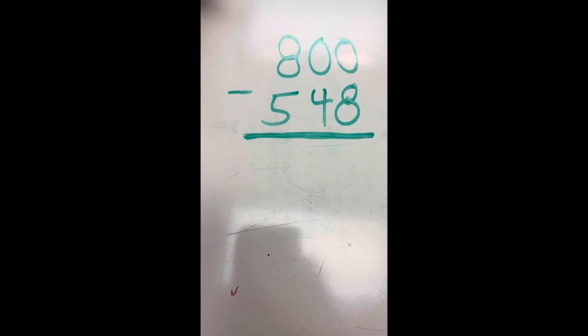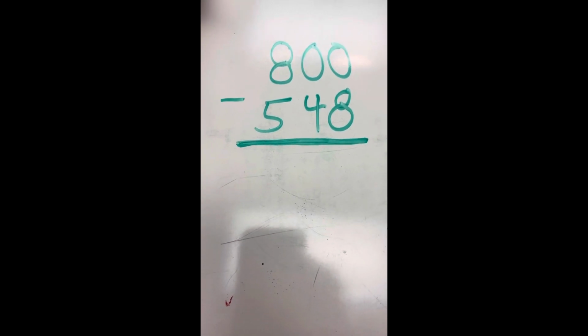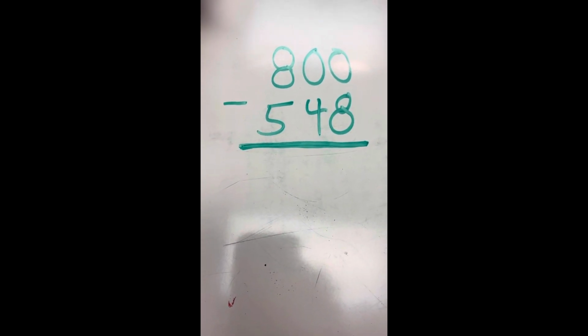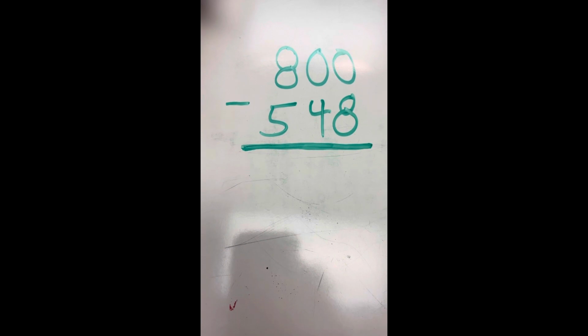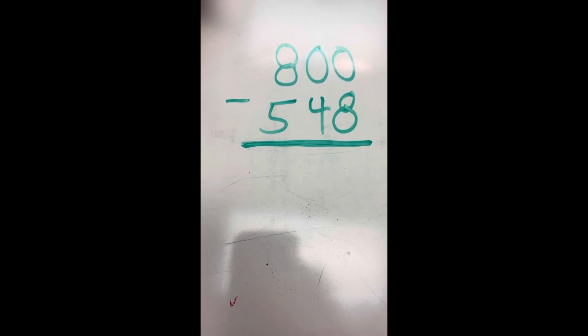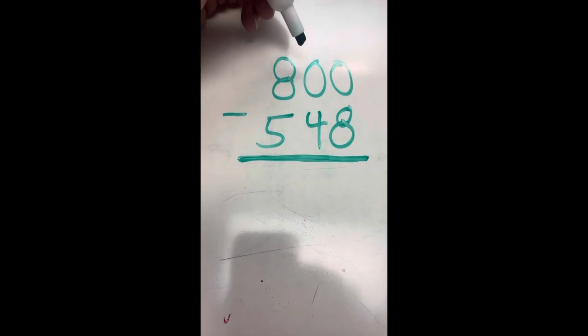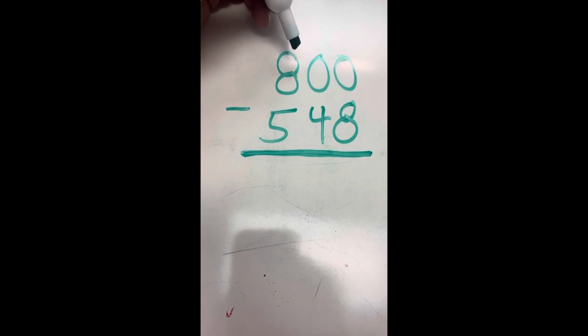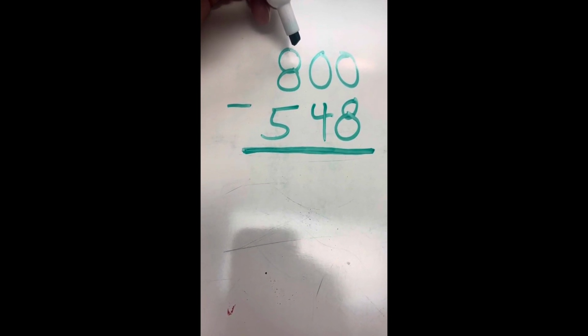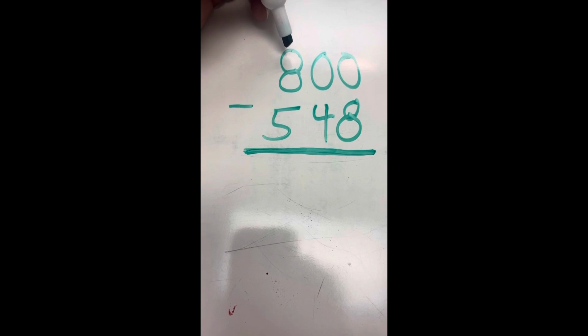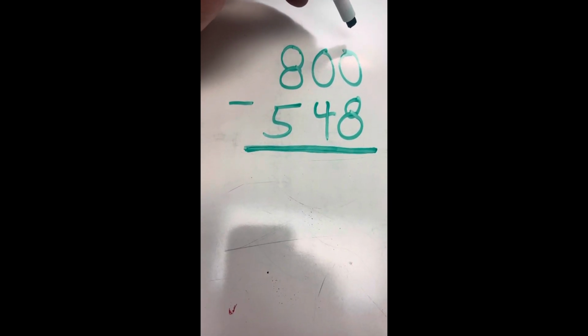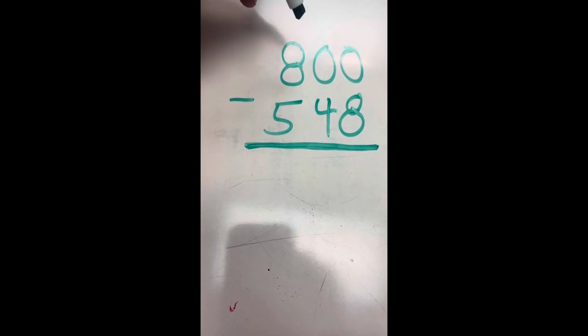Ladies and gentlemen, boys and girls, prepare yourself for the final math problem of the season. 800 minus 548, again, we have to regroup in both the ones and the tens place. So I'm going to do all my regrouping first, and then I'm going to subtract. So I regroup from left to right, and then I subtract from right to left.